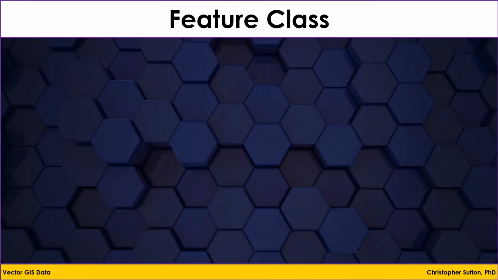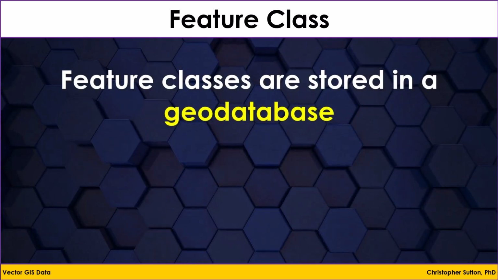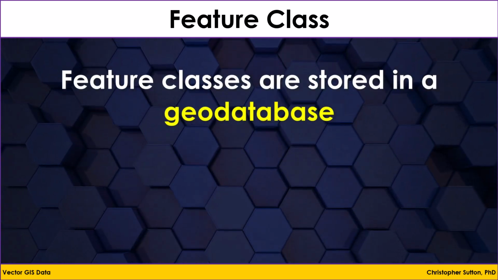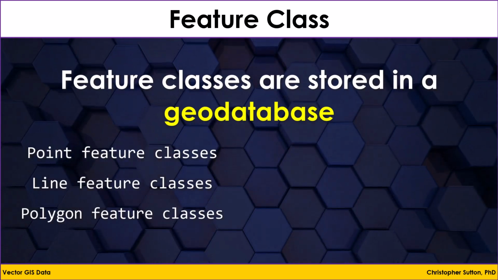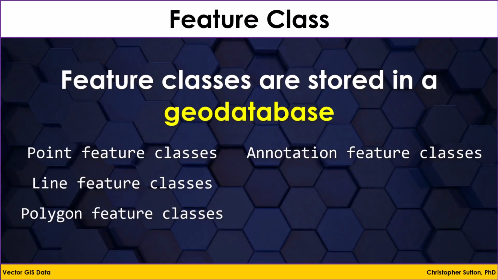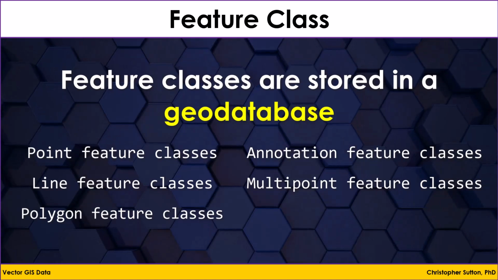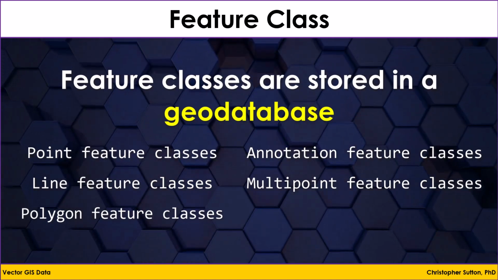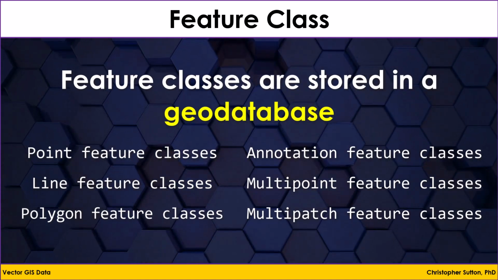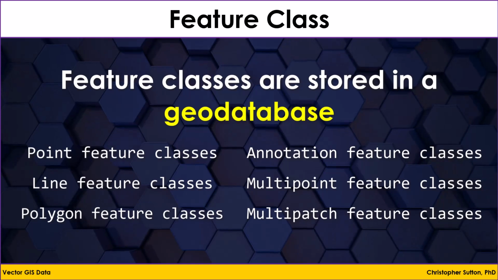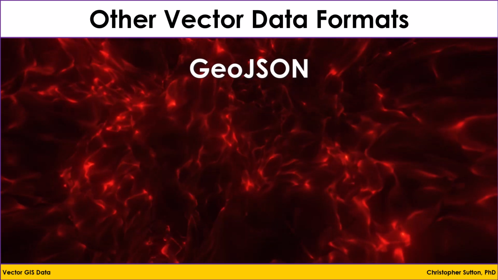Another vector format is the feature class. A feature class is similar to a shapefile, but it is stored in a geodatabase. In addition to point, line, and polygon feature classes, there are annotation feature classes, text or labels stored as features, multi-point feature classes, multiple points stored as a single feature, and multi-patch feature classes, which store 3D representations like 3D buildings or terrain models.